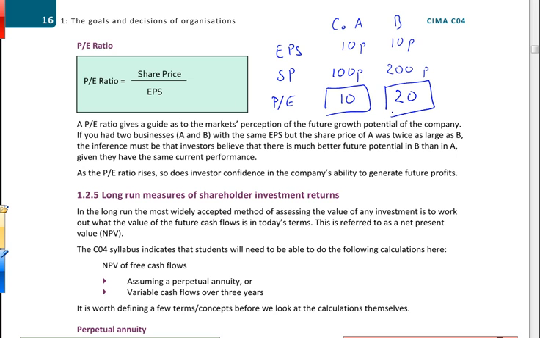Now, what the PE ratio represents is the stock market's perception of future growth potential of the company. So although both companies have an earnings per share of 10, the fact that company B has a higher share price indicates that the stock market has greater confidence in the future earning potential of company B, which is why it has a higher PE ratio. A higher PE ratio means that there's going to be higher investor confidence in the company's ability to generate future profits.